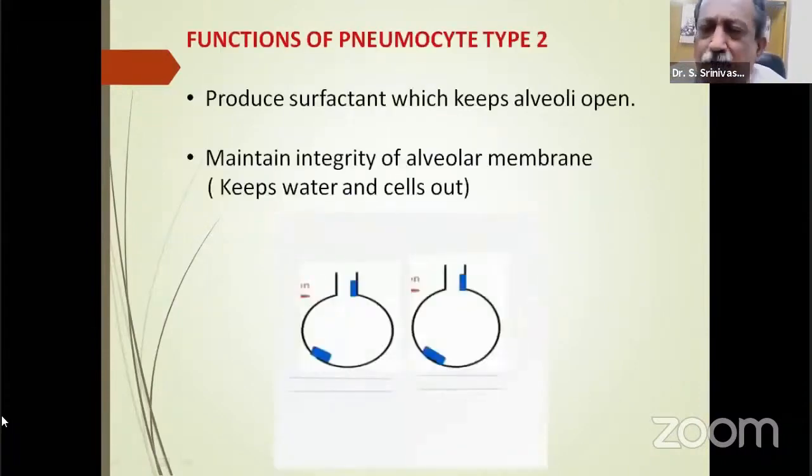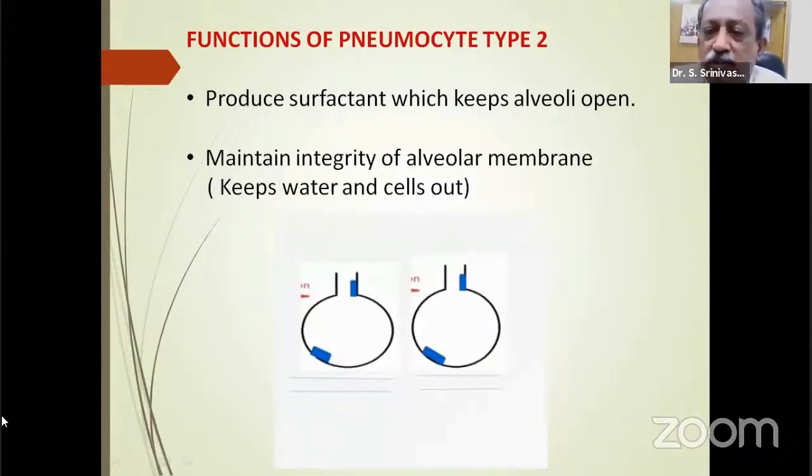That is P type of COVID. Now you see the picture again. I have shown you two alveoli, again the Clara cells on top and the type 2 pneumocyte in the lower. So what is the function of the type 2 pneumocyte? The type 2 pneumocyte produces surfactant, number one. Number two, it is very important to maintain the integrity of the alveolar membrane.